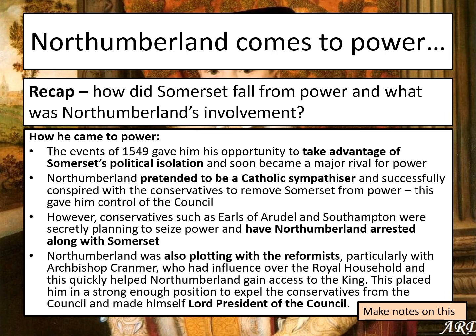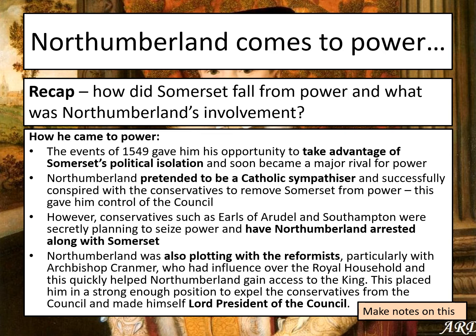But then they wanted to have him arrested along with Somerset, but he'd already been plotting against them. So they didn't know that although they turned their back on him, he'd also turned his back on them. And he was plotting along with the reformists on the council to get rid of the Catholics, to get rid of the conservative people on the council. And so he'd been planning particularly with Archbishop Cranmer, because he was a strong Protestant too.